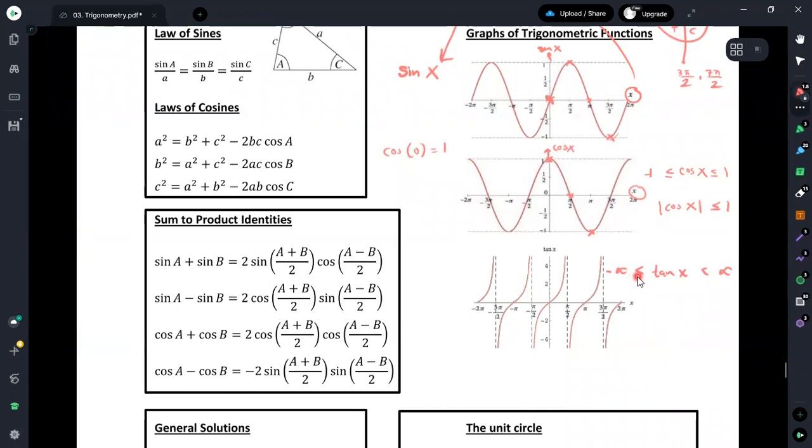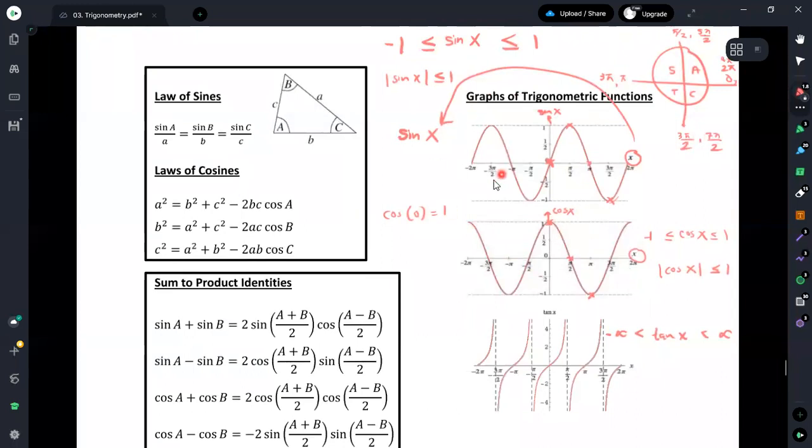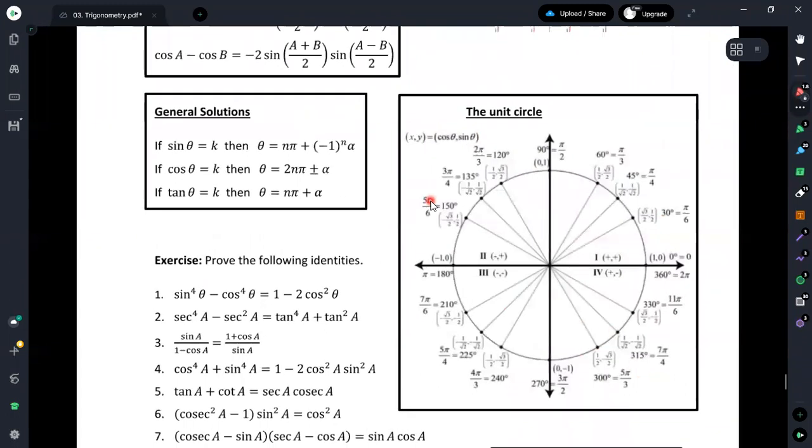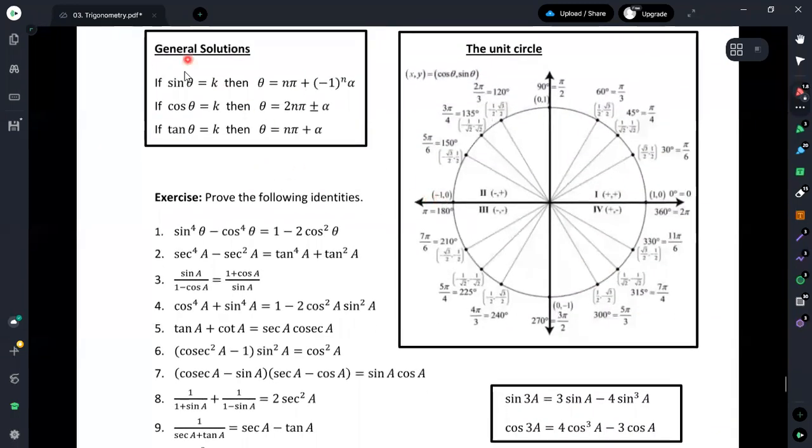Here we are not going to use the equality, because we are defining it with the maximum taken at infinity. Therefore, these are the graphs of the trigonometric functions which we widely use: sine x, cosine x, and tangent x. And then we have to move on to the next part.